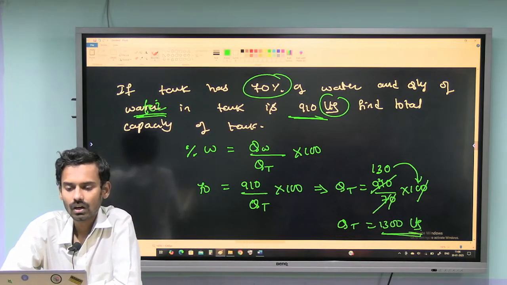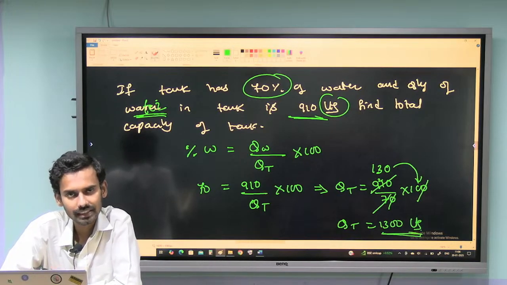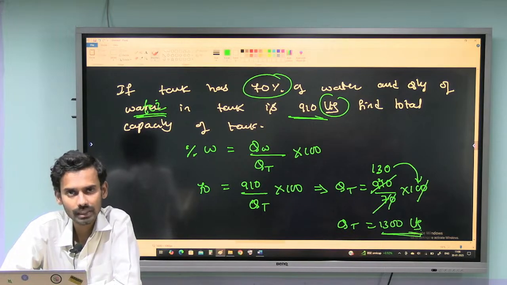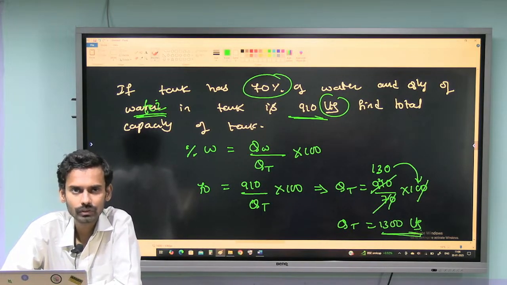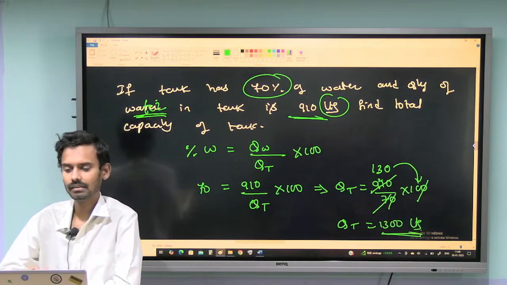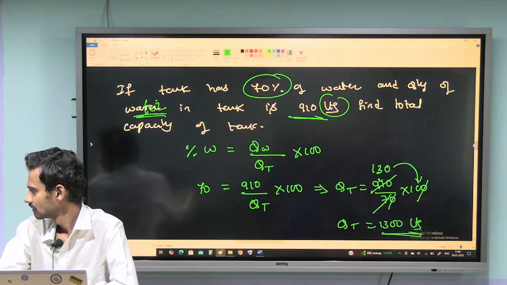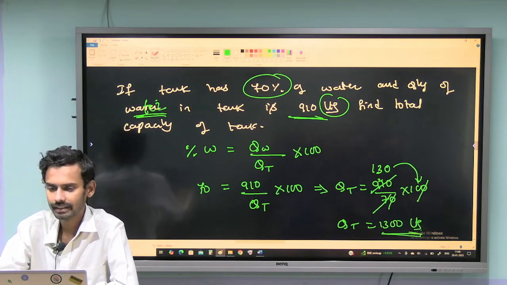Like this, out of 3 parameters, either percentage and total will be given, or percentage and numerator will be given, or numerator and denominator will be given. You need to find the other unknown part. Till here, is it clear? Let me know in the chat box. Till here, is it clear?